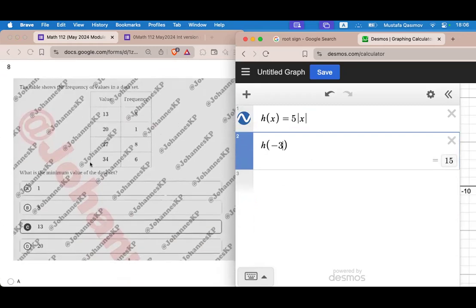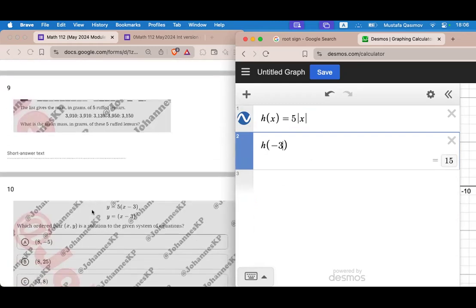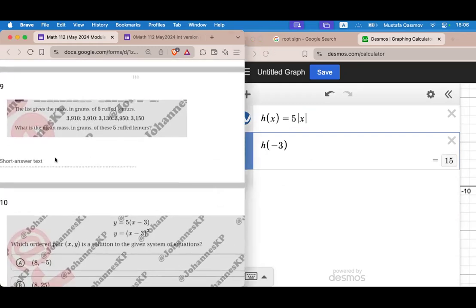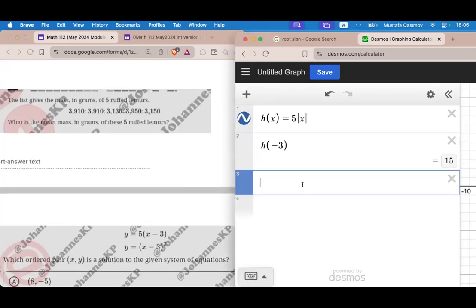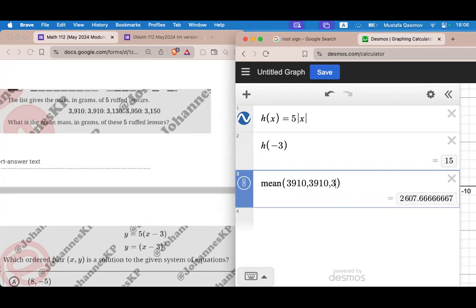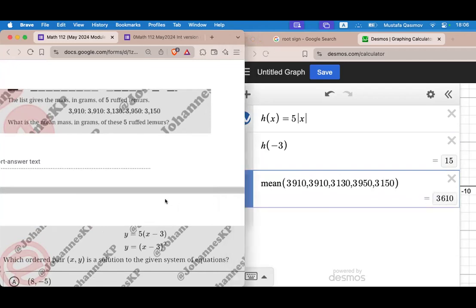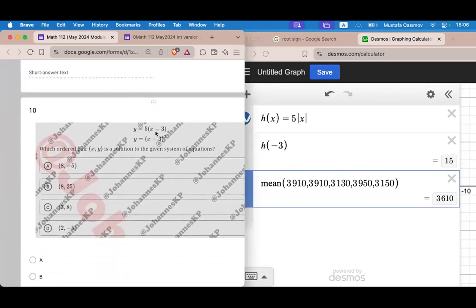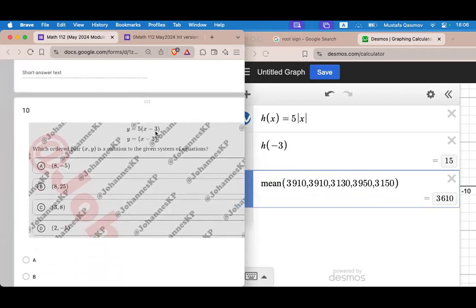8. What's the minimum value? Value is here. Minimum is certain. Answer is certain. 9. What's the mean mass? You have to write here mean. You have to write here 39, 10, 39, 10, 31, 30, 39, 50, and 31, 50. Answer is 3610. Again, write to decimals. It is just a simple equation.